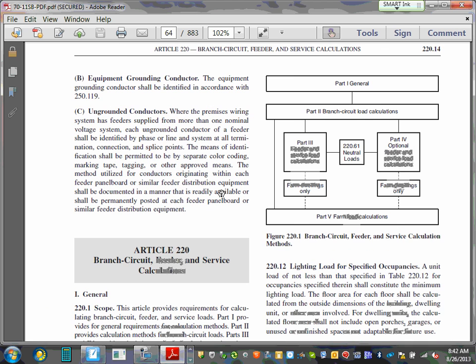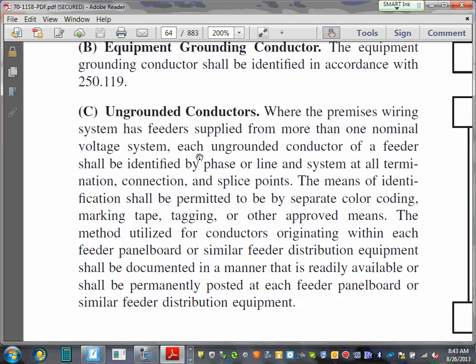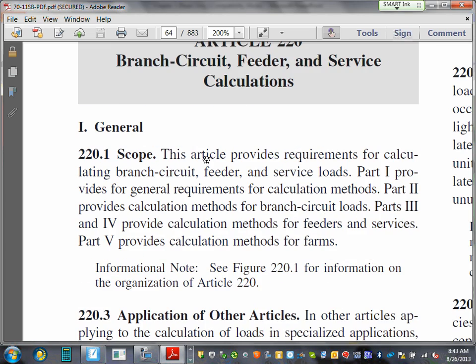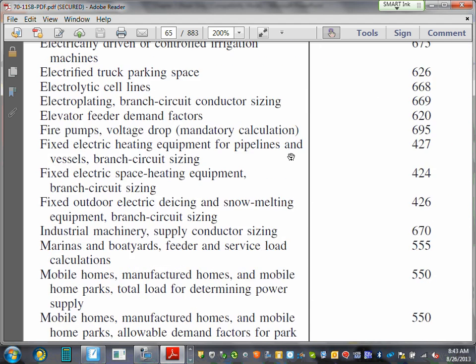When we talked about the voltages, this is 220.5, where it tells you the calculation is based on the voltages 120, 120/240, 208/120. This is where it tells you that these are the voltages you can base the calculation on. All the calculation that we do in the NEC code book is based on these nominal voltages used in the US. So if it's other than that, then the calculation will be slightly different. Does that make sense?